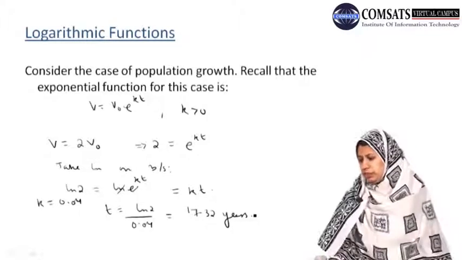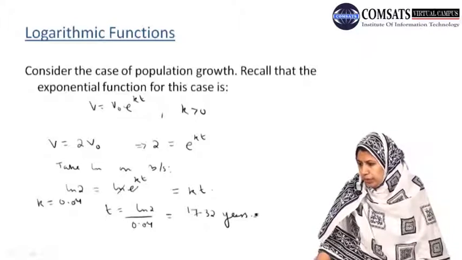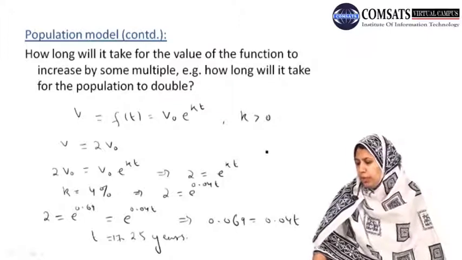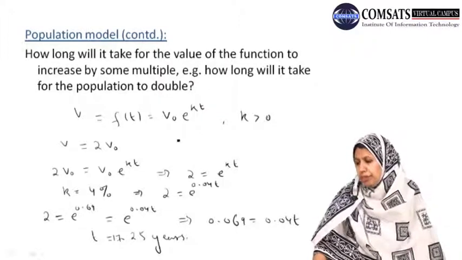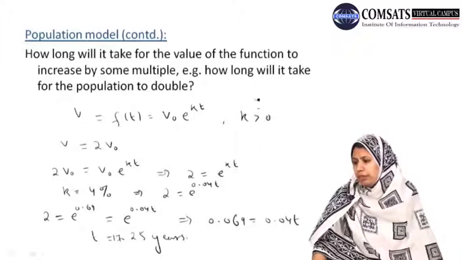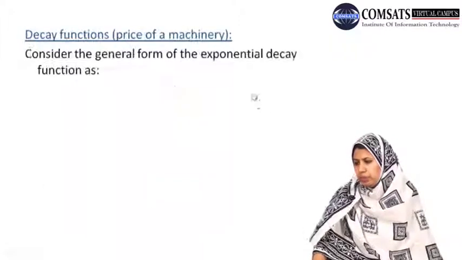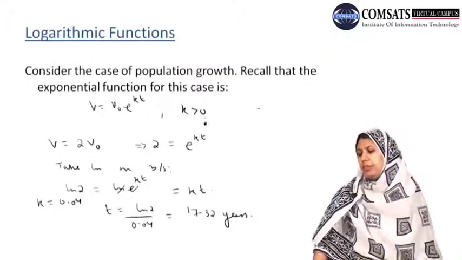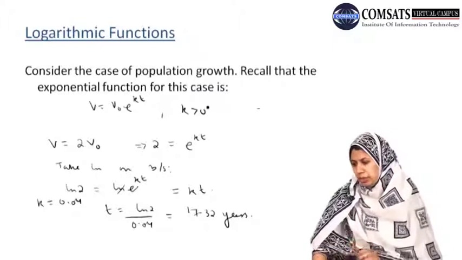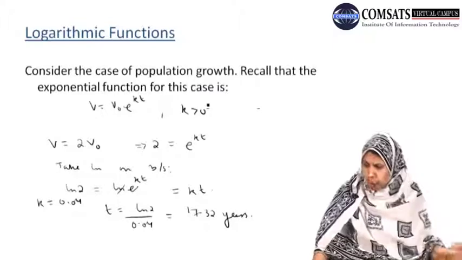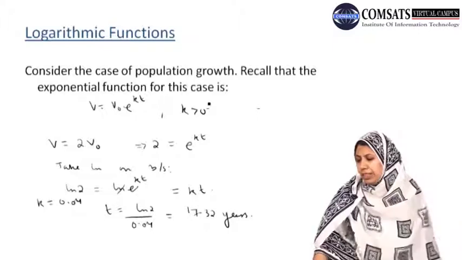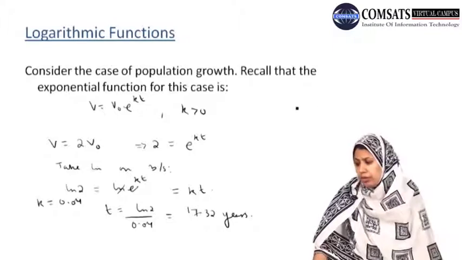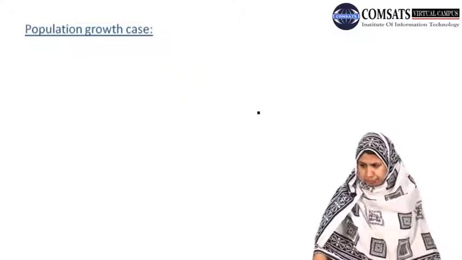If we compare this result with the previous slide, where the population model was solved with the help of exponential growth, we obtained that the population will double after 17.25 years, and we have solved the same population model with the help of our logarithmic function, and we have obtained that after 17.32 years the population of that community will be doubled. So by using the property of log, we can easily simplify the value of time after which some amount will be doubled or halved or increased or decreased.